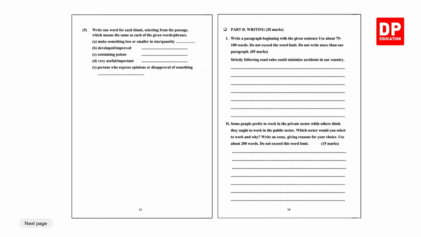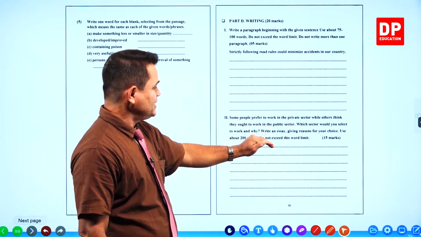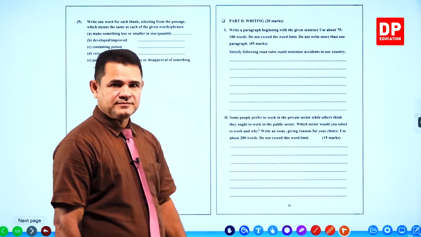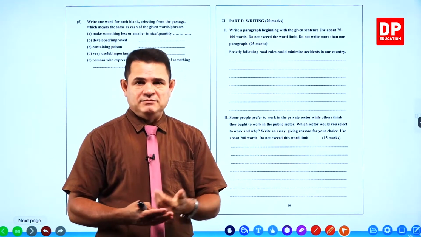And finally you get part D, that is the writing part. Here in this one, you have to write a paragraph, and here you have to write an essay. Write an essay in the second paper. So this is the layout of the paper.